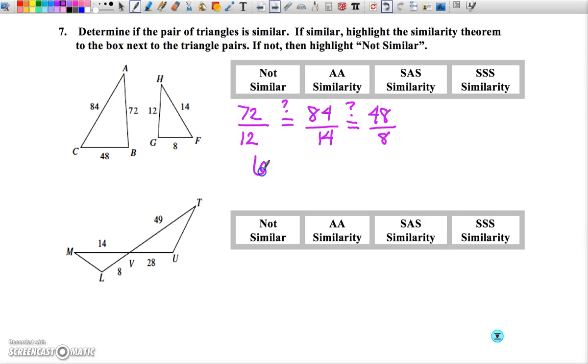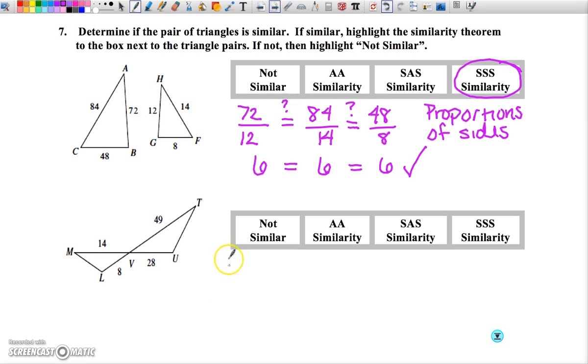Well, if you divide them out, you get 6 here, you get 6 here, and you get 6 here. And what I did was proportions of the sides. And so since I lined up all 3 sides, that would be your side, side, side similarity. Now with this one down here, we have a vertical angle. So remember, those are vertical. And because they're vertical, they are congruent to one another. So since we don't have a third side labeled, we can't even use side, side, side. It's not even an option.